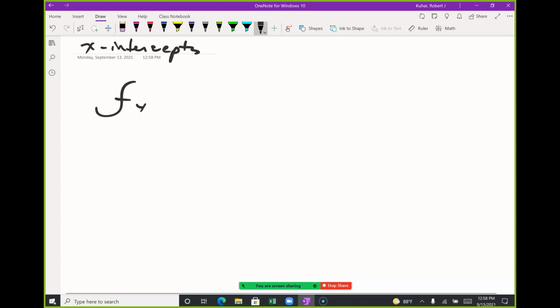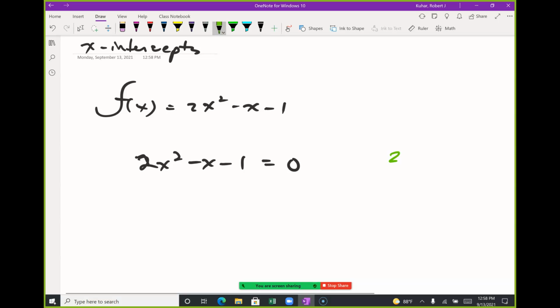So again, I know the function is 2x squared minus x minus 1, and I want to find out where the height is 0. So I want to find when 2x squared minus x minus 1 equals 0. You might have to review your factoring, so do that if you need to. For me, I know I'm going to do an AC method.